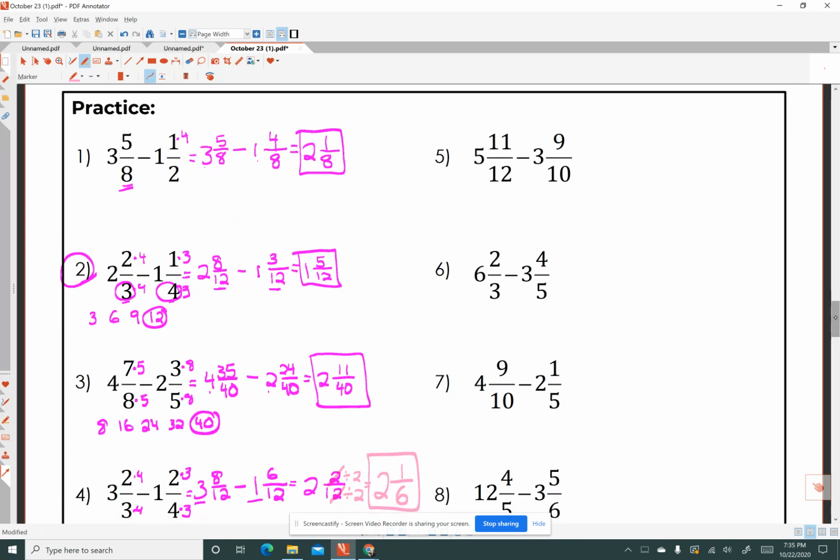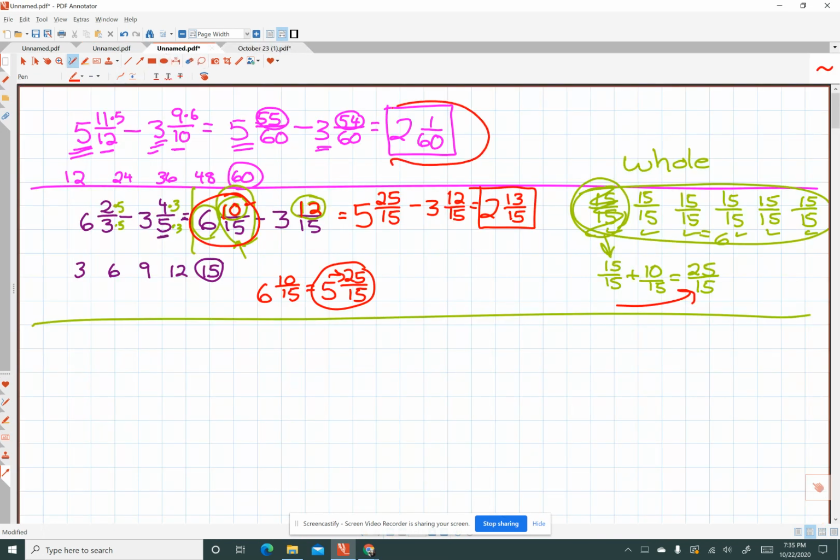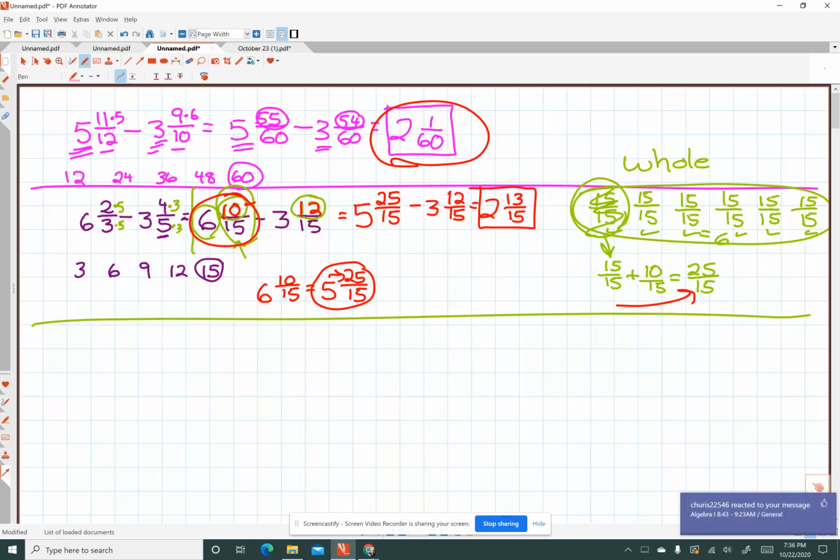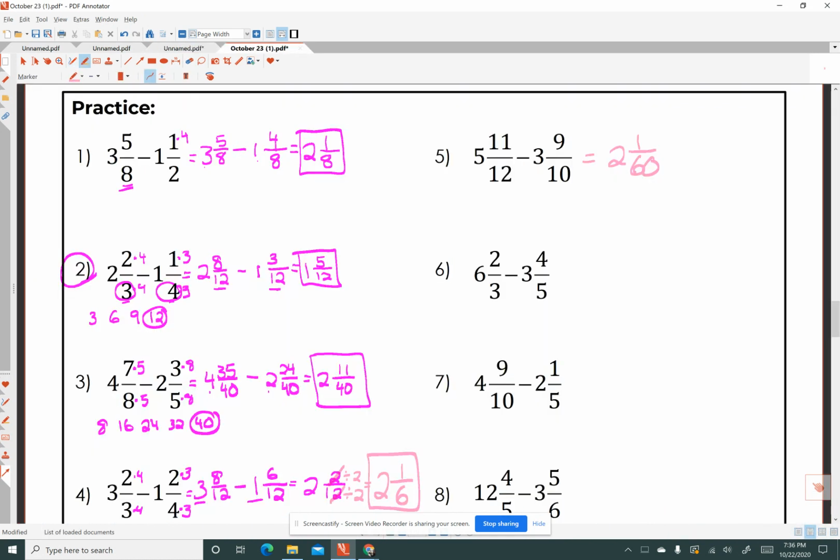Number 5, we already did number 5. We did that on this page here. That was 2 and 1/60. So let's just write that down. So let's work on number 6. I think we did that one as well. Let's see, 6 and 2/3. Yep, we did number 6 as well, and we have a final answer of 2 and 13/15. So we'll just put the answer.